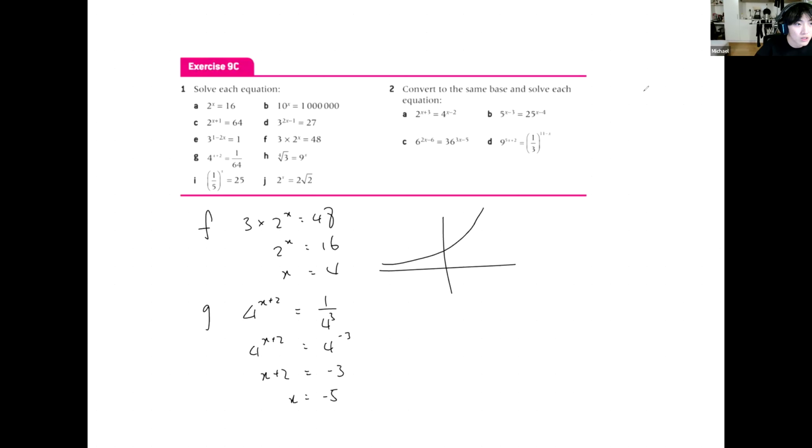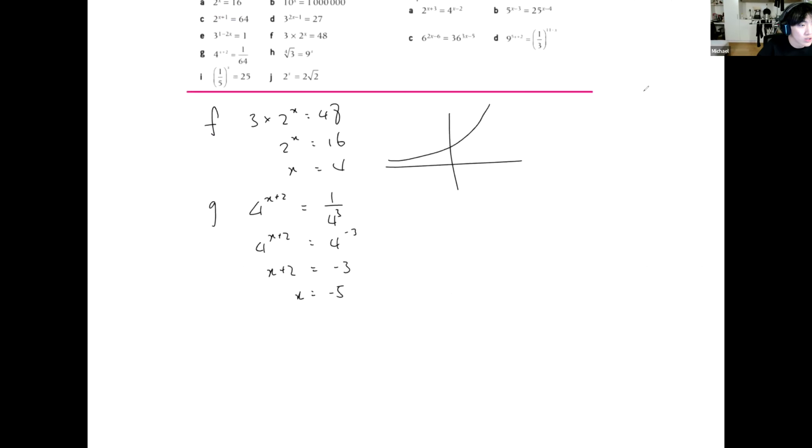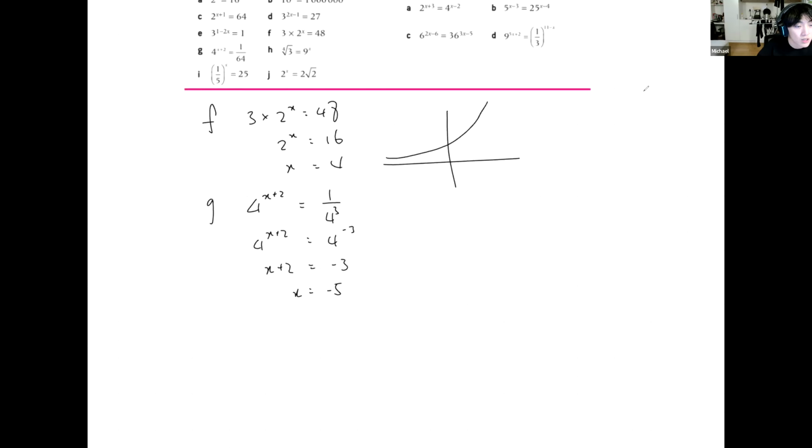All right, and then we have F, G, H. What did you guys get for H? 1 over 8. Anyone else?